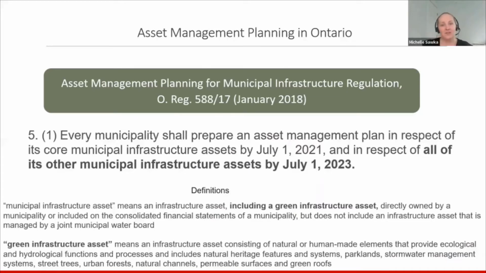So as you can see in section 5, municipalities shall prepare asset management plans for all other municipal infrastructure assets by July 1st, 2023. And I'm sure most of you know that deadline. But if you go into the definition of all other municipal infrastructure assets, you'll see that green infrastructure is included in that definition. And then the definition of green infrastructure in the reg is also consistent with that of our Ontario Provincial Policy Statement. So it gives very clear direction about including these assets by 2023 in your asset management plans.